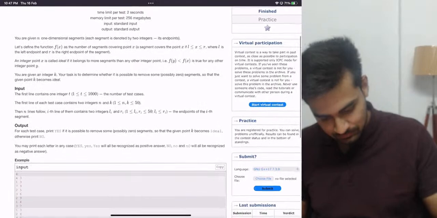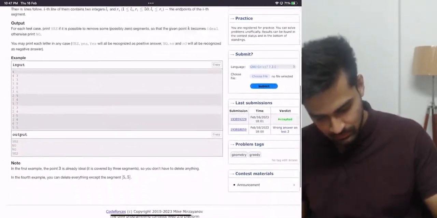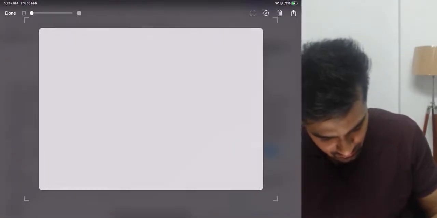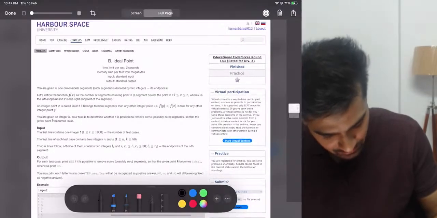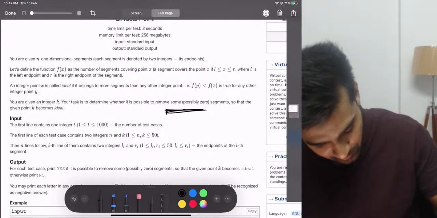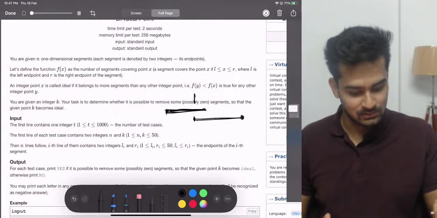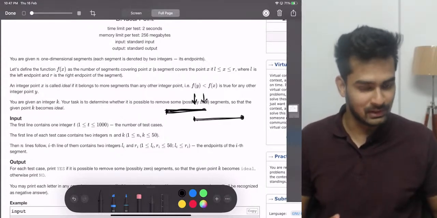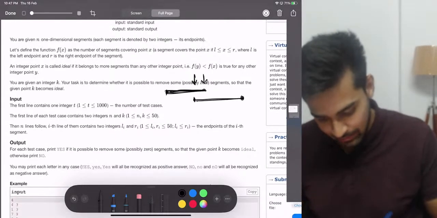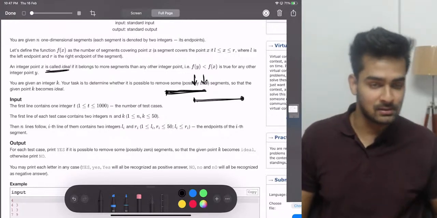For example, let's say you had this as a line and you had this as a line. If you see, there is one point here and one point here. These 2 points are occurring twice in one segment and one time in one segment. Therefore, the count of both these points is 2. Now an integer x is called idle if it belongs to more segments than any other integer point.